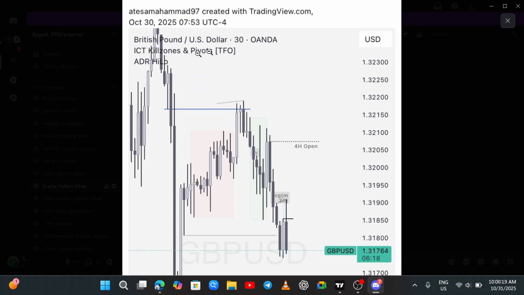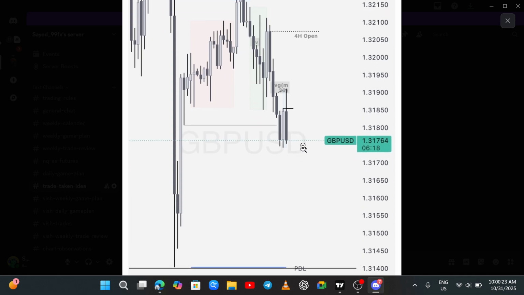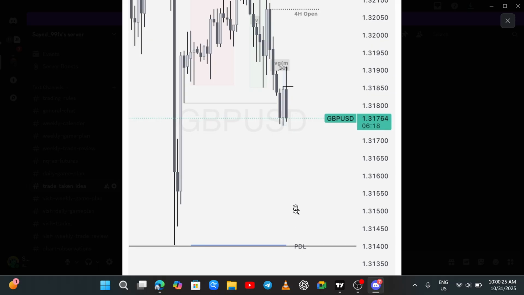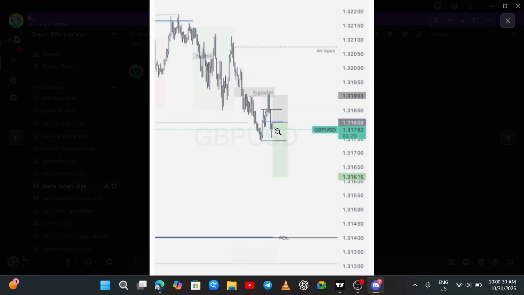And 1 hour we have in time, and also at 8:30 we have news, so I was expecting some kind of volatility to come. Okay, so when this candle was forming, I took the entry on the change in state of delivery.